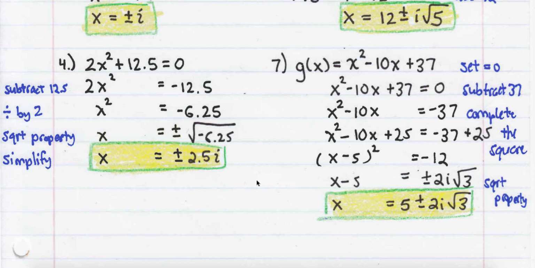The left-hand side factors into (x - 5) squared. The right-hand side becomes -12. Now I use the square root property, and I simplify the square root of -12. That becomes plus or minus 2i square roots of 3. And lastly, I add 5 to both sides. So x equals 5 plus or minus 2i square roots of 3.